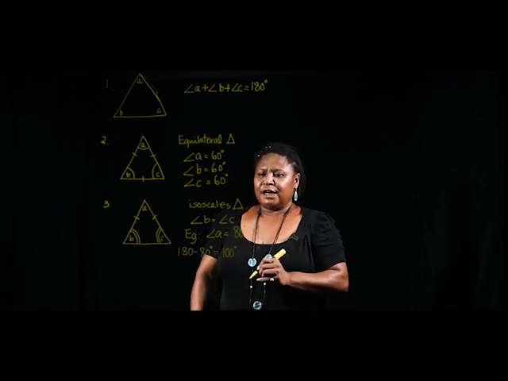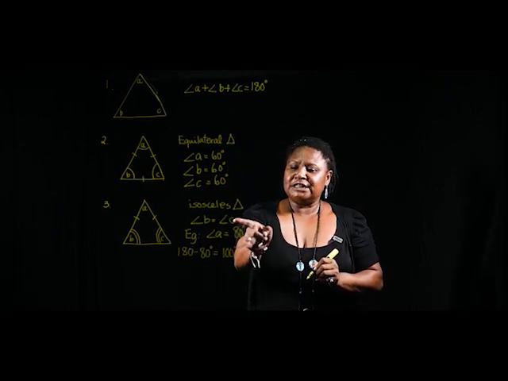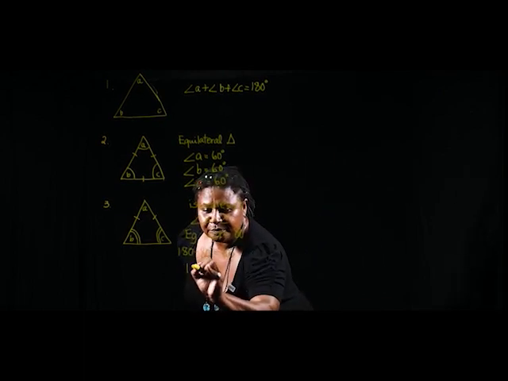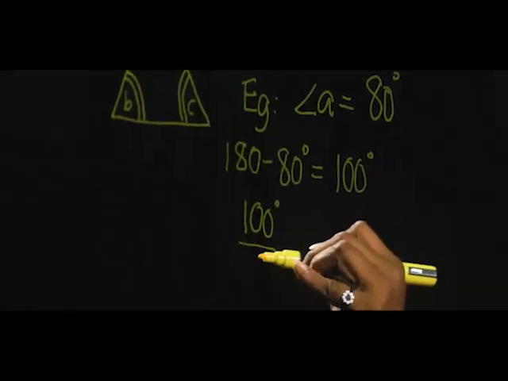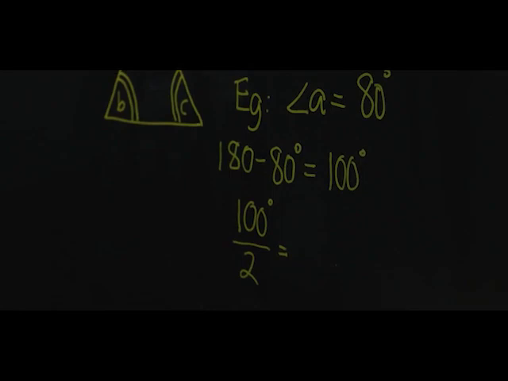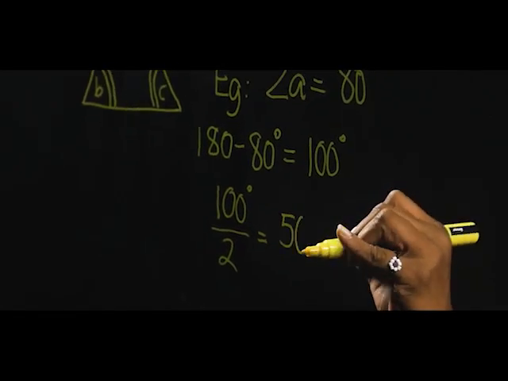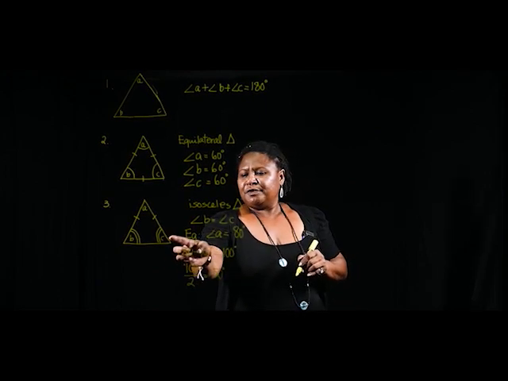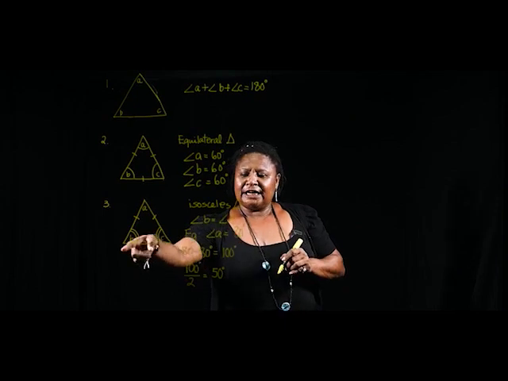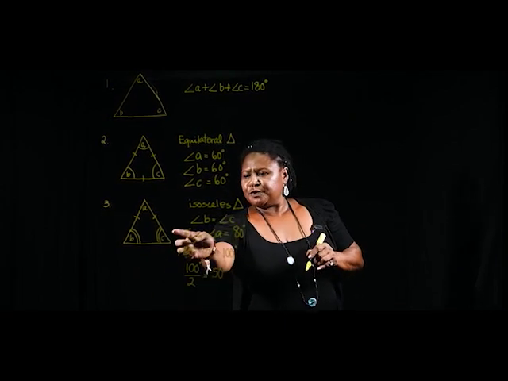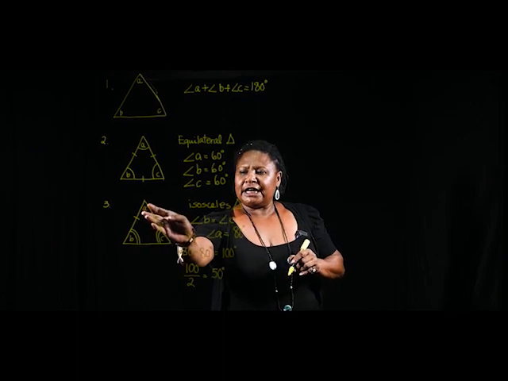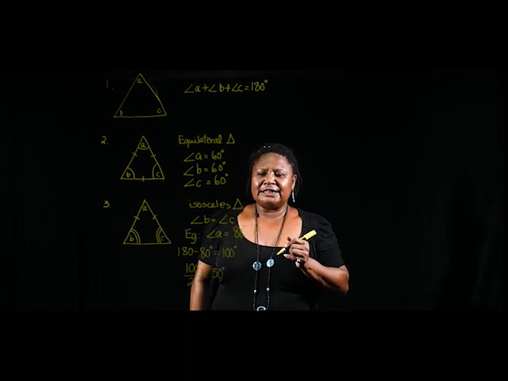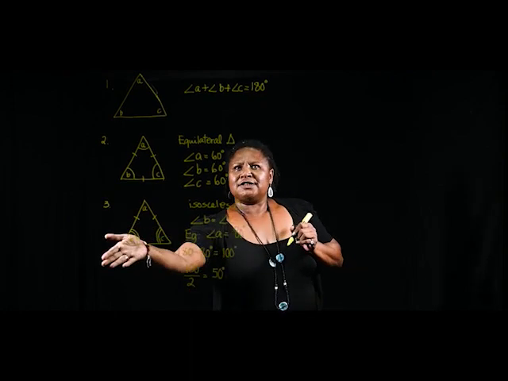Okay. Now, because we know that angle B is equal to angle C, all we need to do with 100 is divide it by 2. So 100 degrees divided by 2 is equal to 50 degrees, which gives us, all right, 50 degrees here, 50 degrees here. Now, is it true? Yes, because 50 plus 50 is 100, plus 80 here will give us angle sum of 180 degrees. Okay? So this is the isosceles triangle.